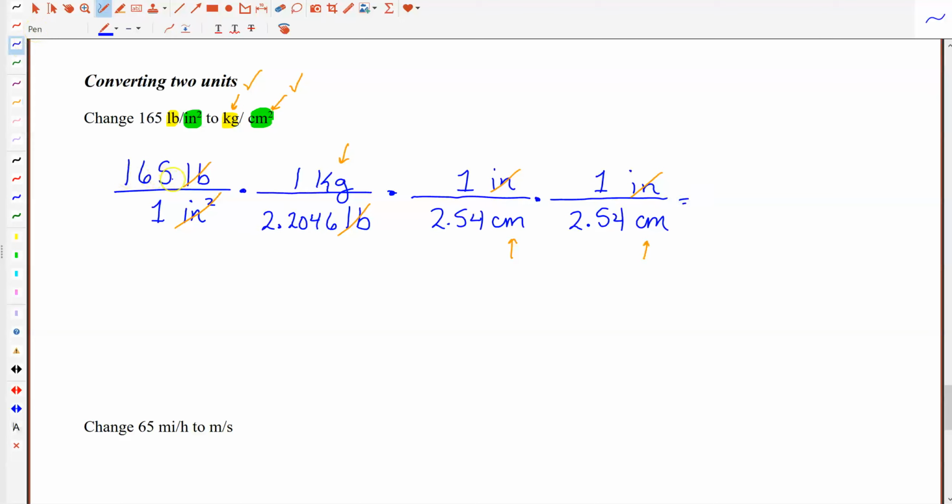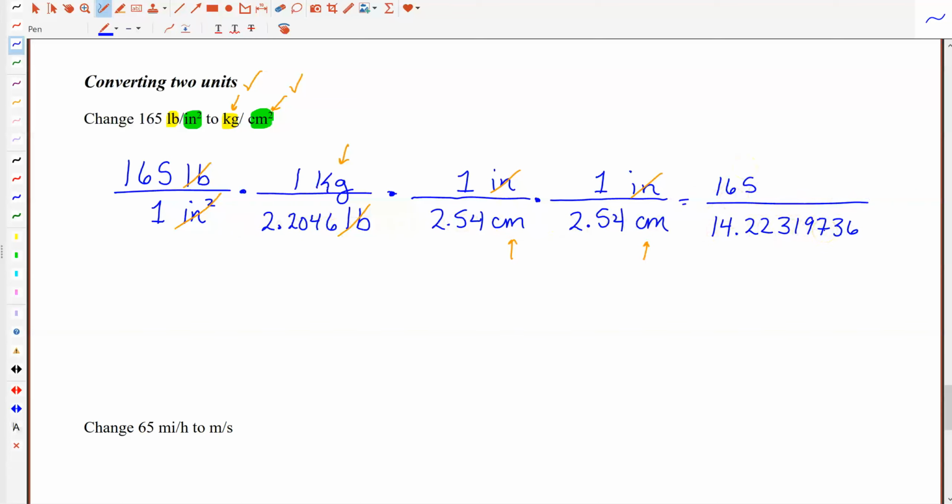Upstairs I have 165 times 1 times 1 times 1, or it's just 165. Downstairs I have 2.2046 times 2.54 times 2.54. We need to be a little bit careful about computing that all at once. If you compute the denominator by itself, don't drop any of your decimal places. When I put that in my calculator, I got 14.22319736, and that should be good enough for right now. But don't round these too early. So that's what I got just by multiplying the downstairs elements.